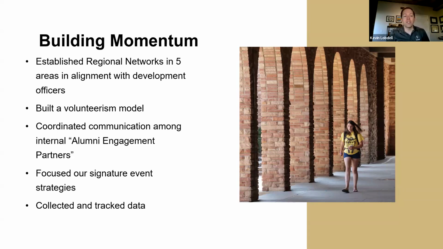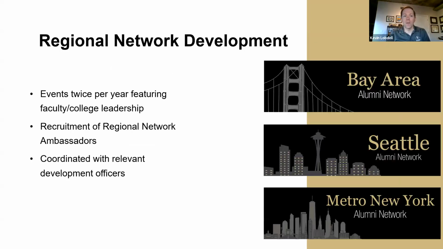We focus our signature event strategy. So we have the awards program. We do an annual CU Engineering Homecoming Tailgate. We developed a high-level speaker series that ties into a donor event called Leading with Impact. And so those are the high-level things that we've been doing on an annual basis. And then a common theme you'll see throughout all of this is we want to collect and track as much data about all of these things as possible so we can see what that progression looks like over time and we can begin to make better informed decisions based on what is or isn't working.